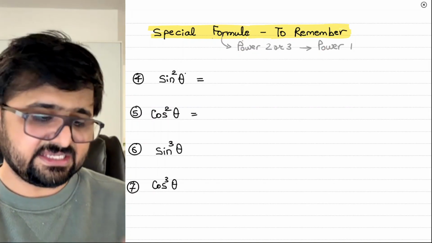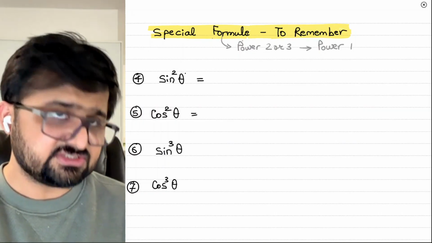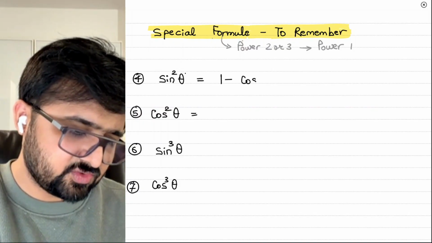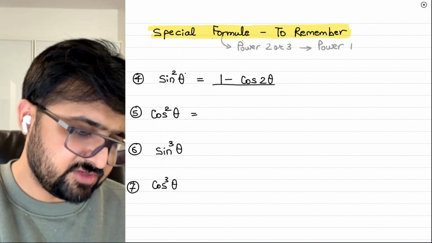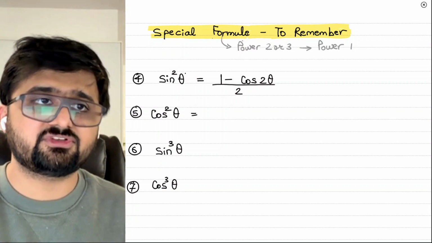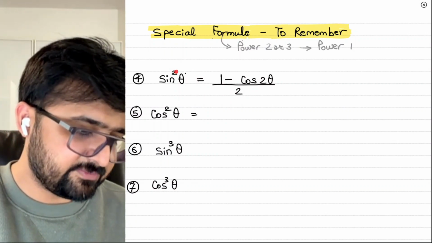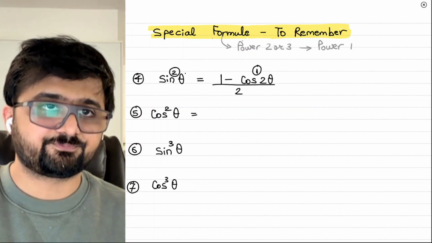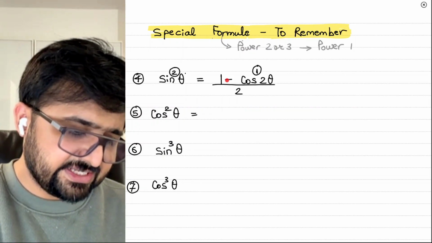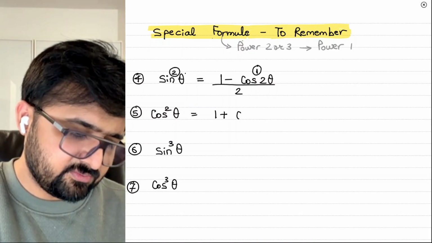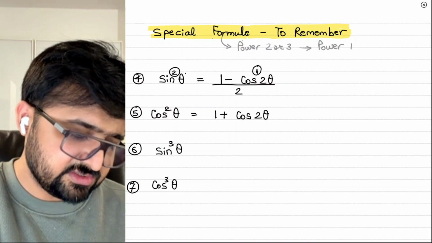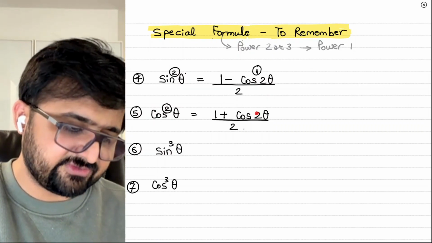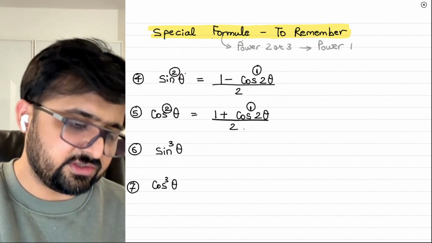Let's see how to write those formulas. If it's sine square theta, the formula is 1 minus cos 2 theta divided by 2. That's the formula for sine square theta. You convert that power 2 here into power 1 on the right hand side. For cos square theta, it's just a plus. So it's 1 plus cos 2 theta divided by 2. Again, you convert that power 2 on the left hand side into power 1 on the right hand side.